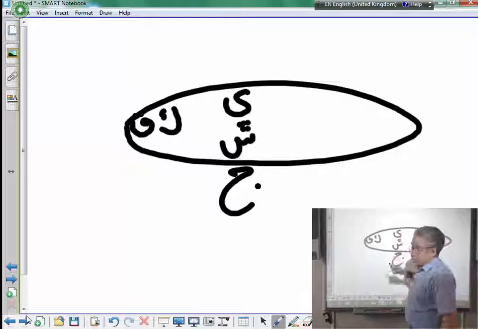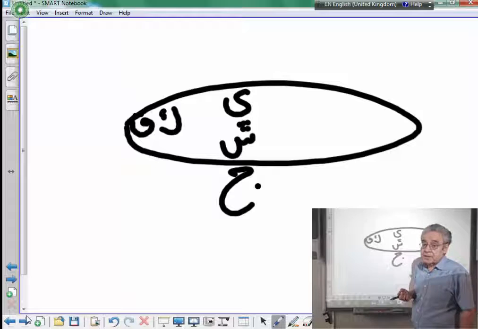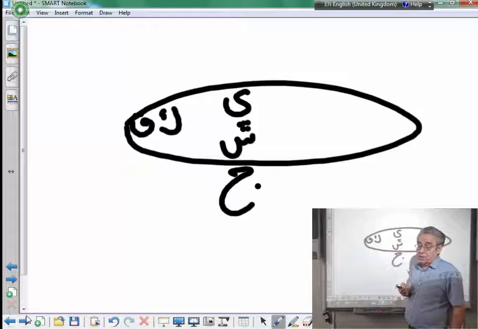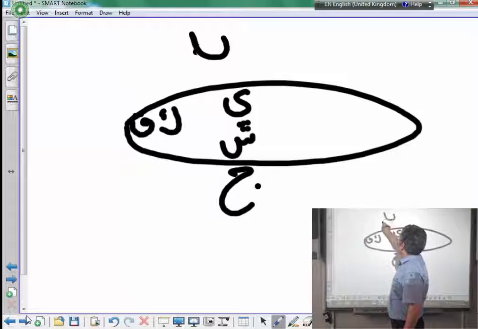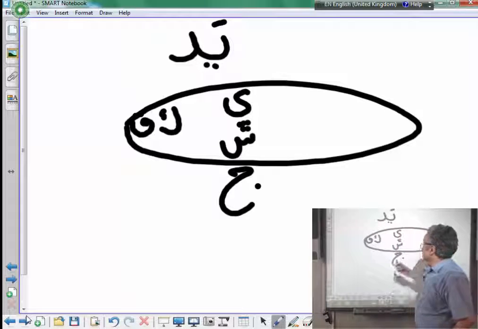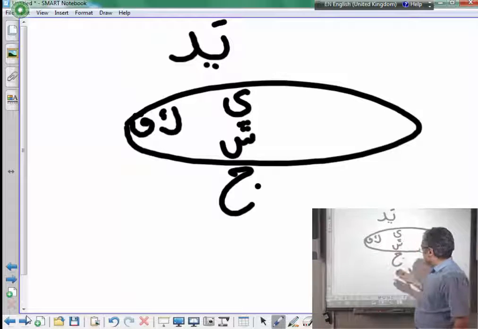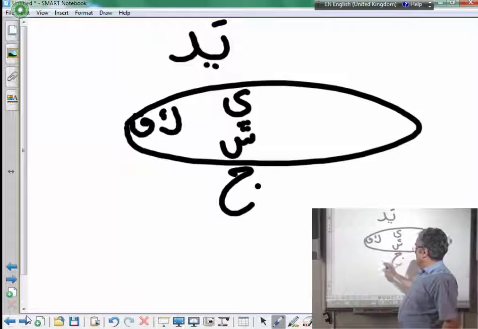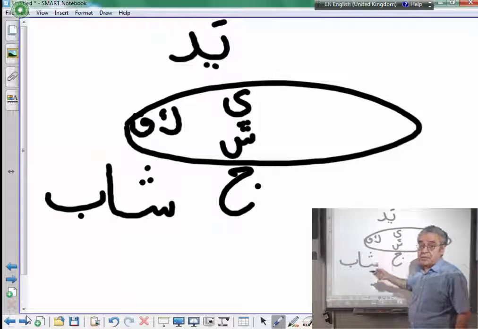Maybe you can say ya. In this place, it is not a long vowel; it is a short vowel. Maybe you can take some word, if I say yed, say it with me, yed. The ya here is a tongue letter, and it is a short vowel. If I take sheen, we can say sheen, shab. It is the same thing.